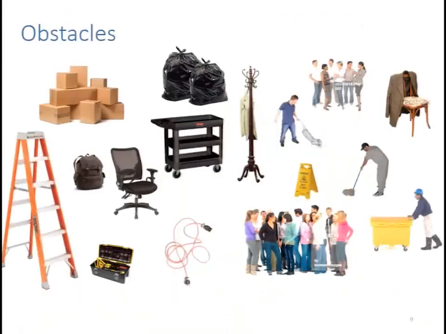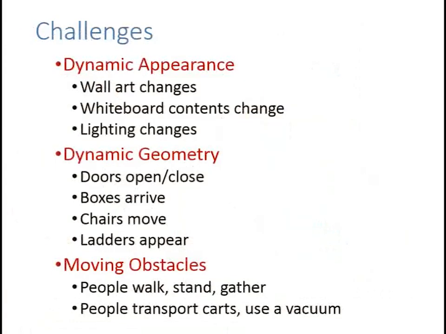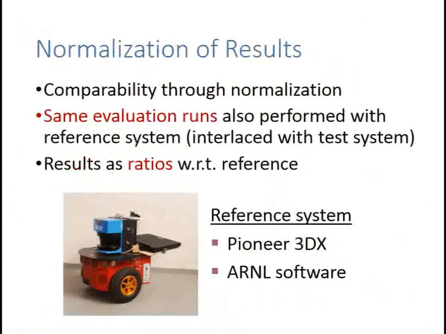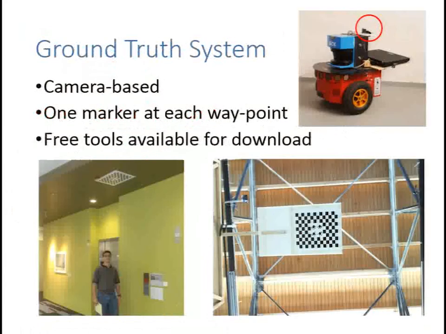We also have obstacles defined, and different kinds of challenges: appearance, geometry, etc. We also prescribe the test plan, and we normalize the results, and we have a ground truth system, an optical system that looks at the ceiling and measures the exact positions. That's it.